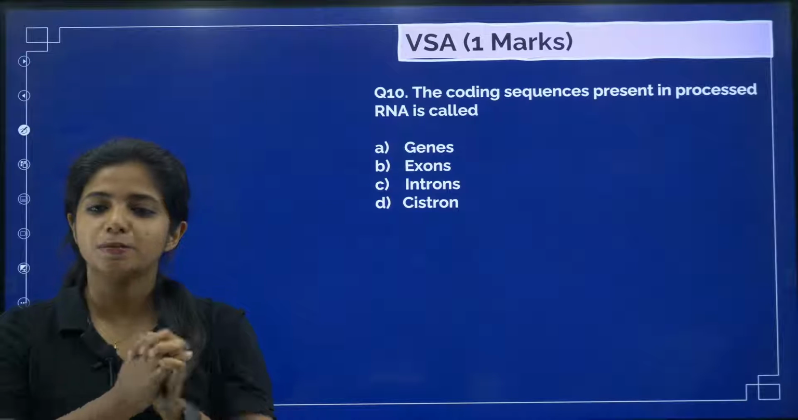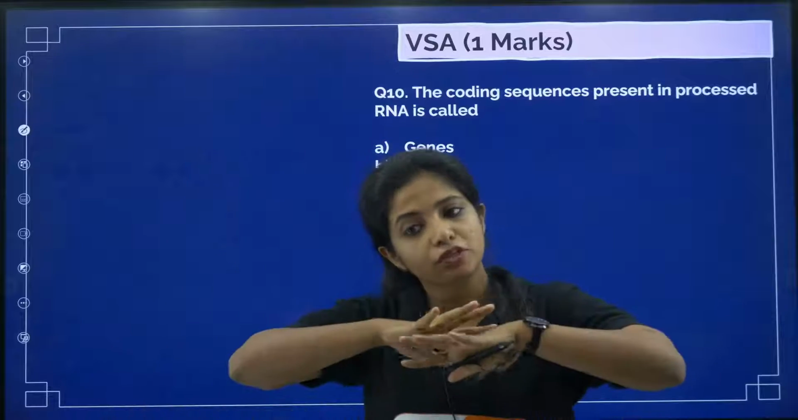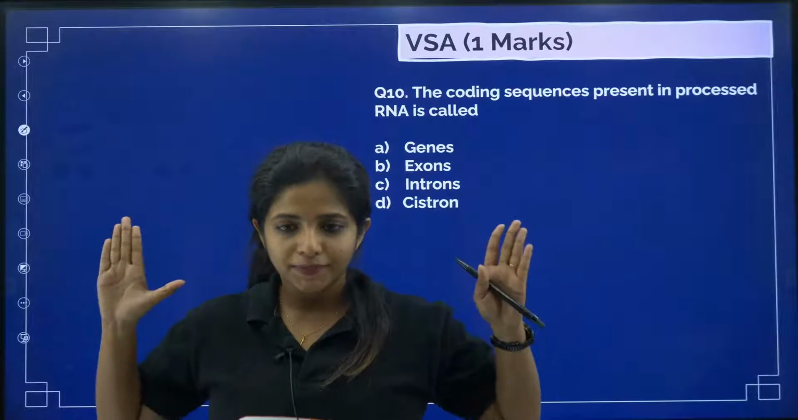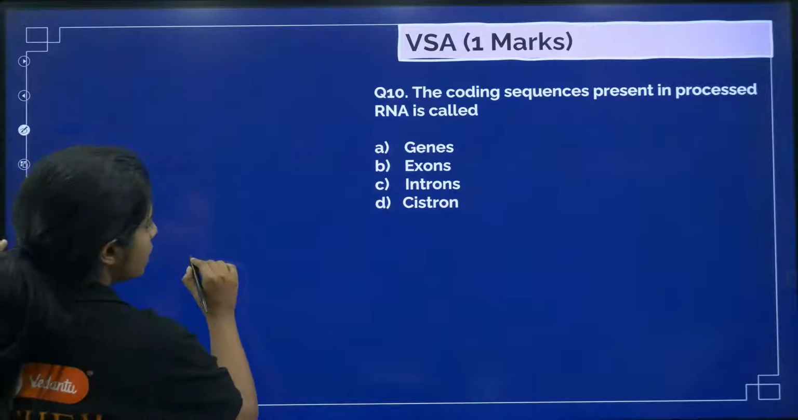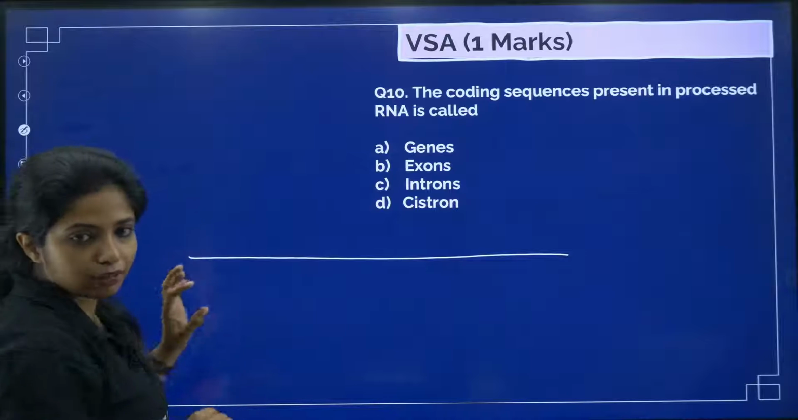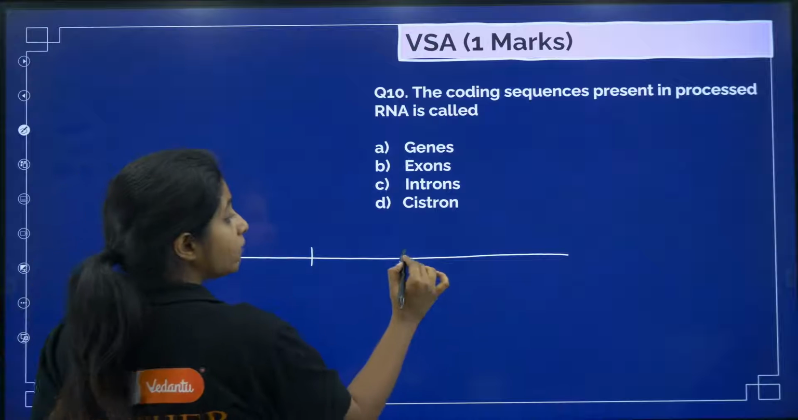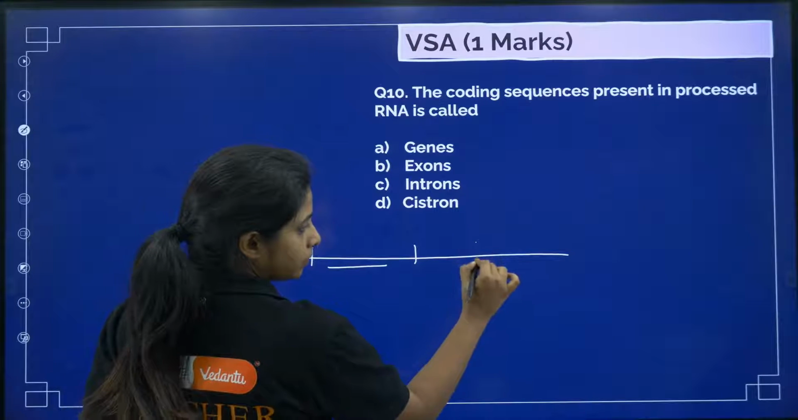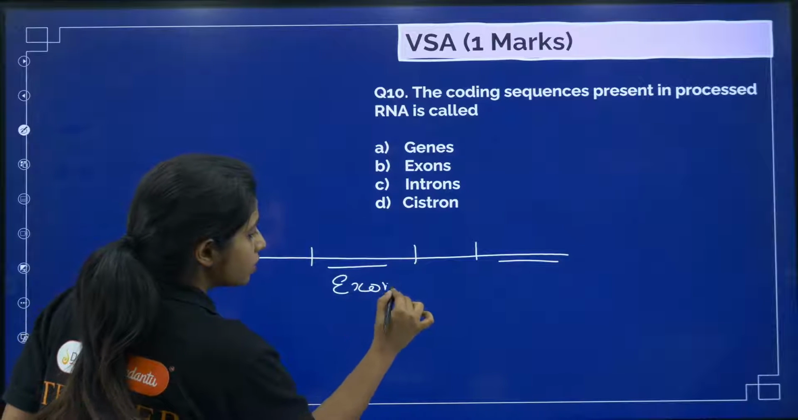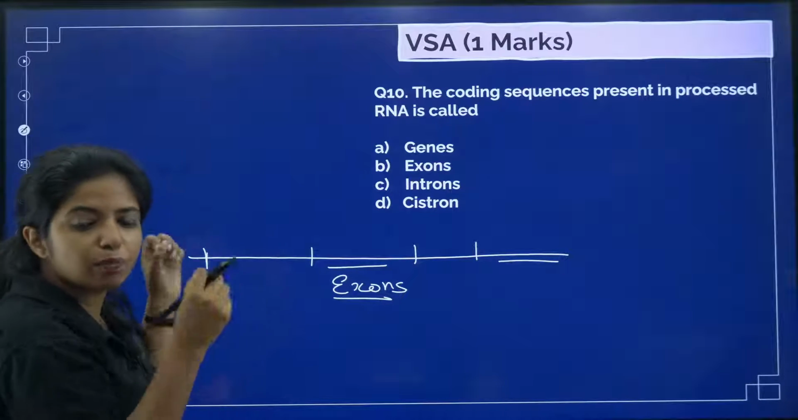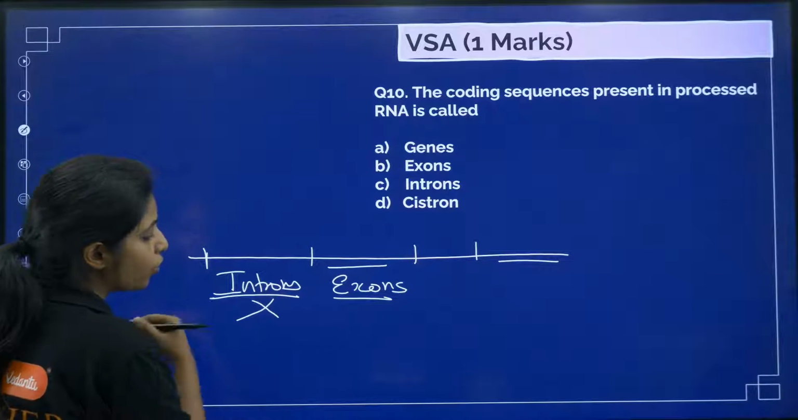So the coding sequences present in processed RNA is called. What do you mean by processed RNA? As in the one which has got completely modified. Okay, so the coding sequences, the sequences that code. If this is a DNA, my dear children, there will be areas which do not code for proteins, and there will be areas which will be coding for something. The things that code for something, you call them exons, and the things which are intervening in between these exons, what do you call them? Introns, my dear children. They are the ones that do not code for anything.